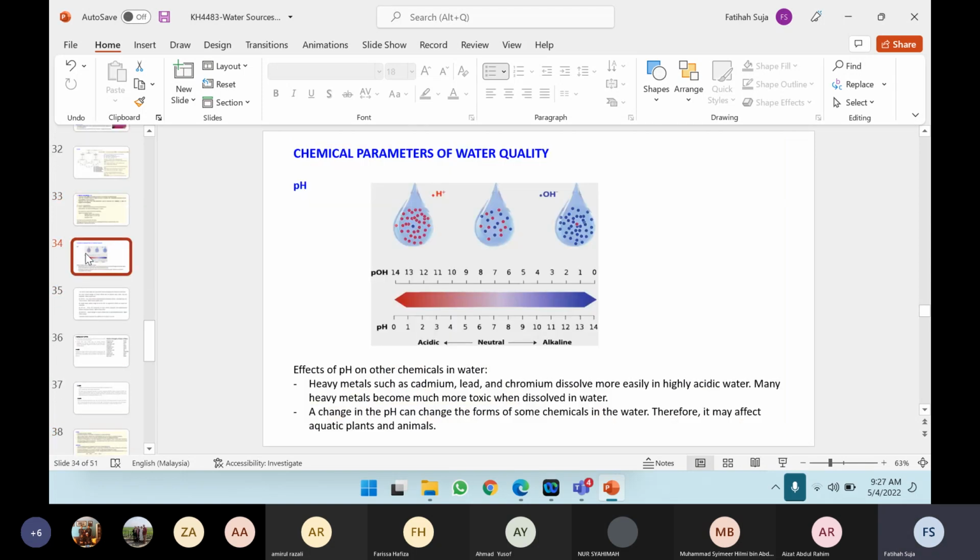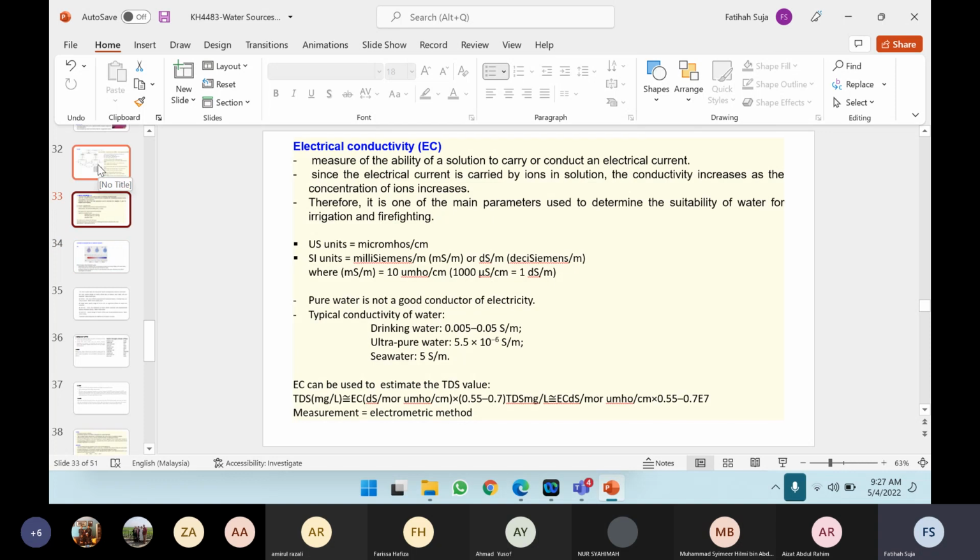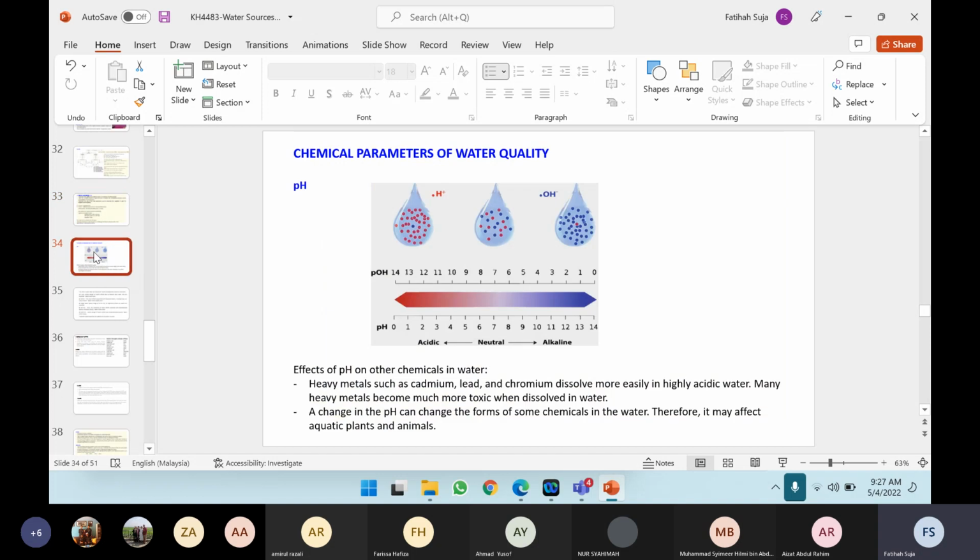Okay, and then we have another. Just now was a physical parameter. Now we have chemical parameters of water quality. So pH. I think all of you know about pH from 1 to 14. 14 is the most alkaline and 0 or 1 is the most acidic. And 7 is the neutral pH. So pH is very important, maybe the first parameter that you will need to assess to indicate the type of source water that you have.